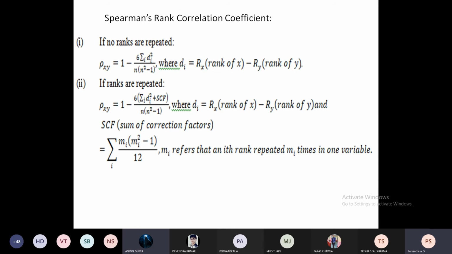Spearman's rank correlation coefficient. Sometimes you may be given ranks, based on your marks. A JEE test may be conducted for, let us assume, 450 marks. Then out of 450, how many marks did you score? Someone may have scored 320, someone something like 120, someone 400, and so on.